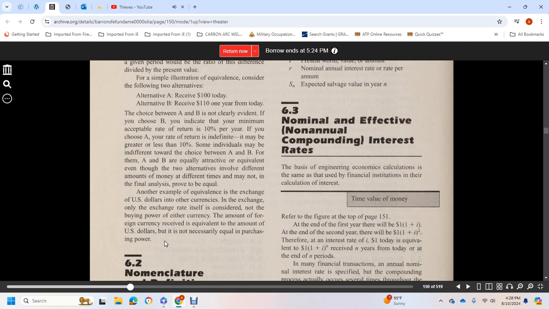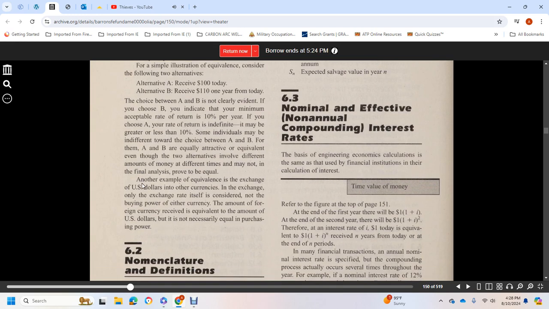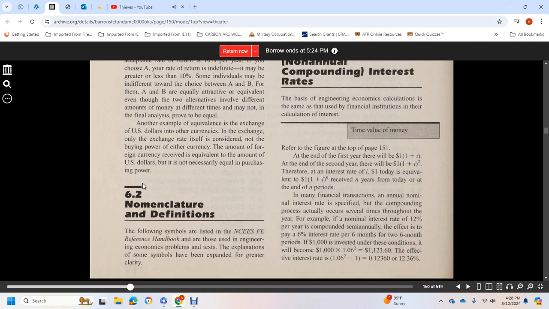For them, A and B are equally attractive, equivalent, even though the two alternatives involve different amounts of money at different times, which may not be equal in financial analysis. Another example of equivalence is the exchange of U.S. dollars and other currencies, where only the exchange rate itself is considered, not the buying power of either currency. The amount of foreign currency received is equivalent to the amount of U.S. dollars, but is not necessarily equal in purchasing power.